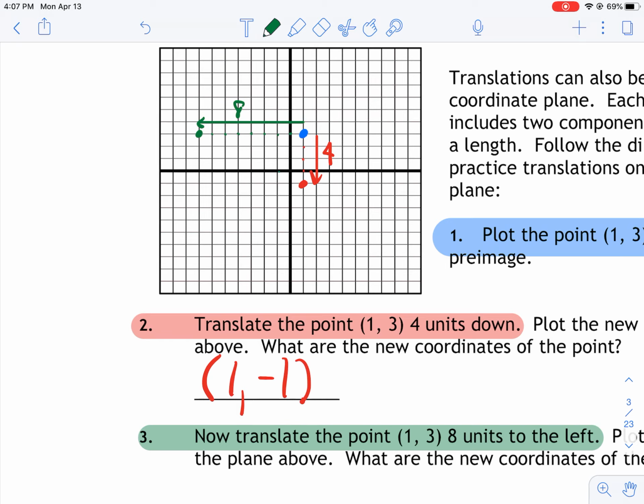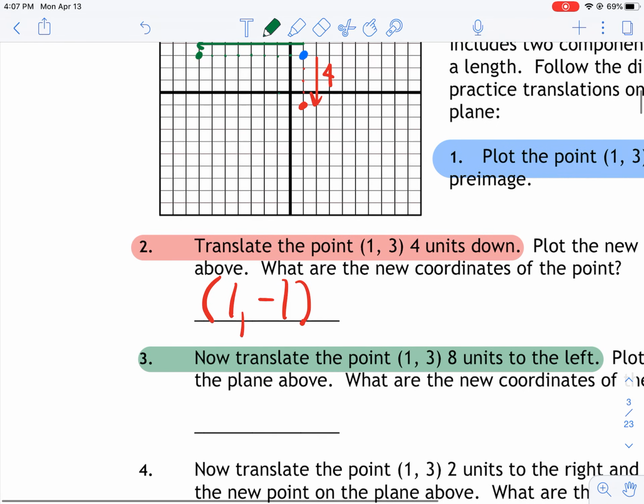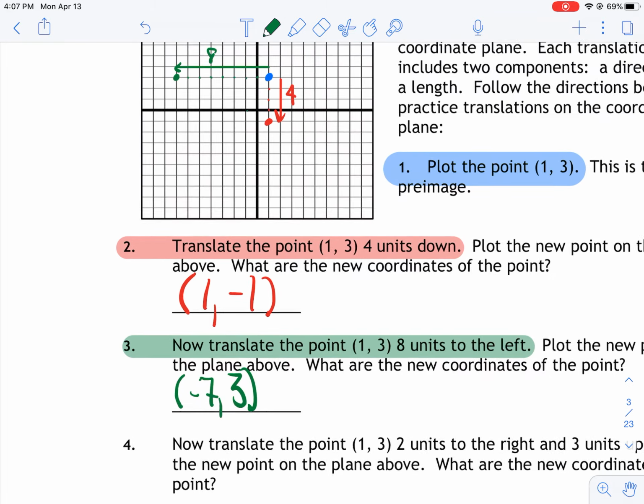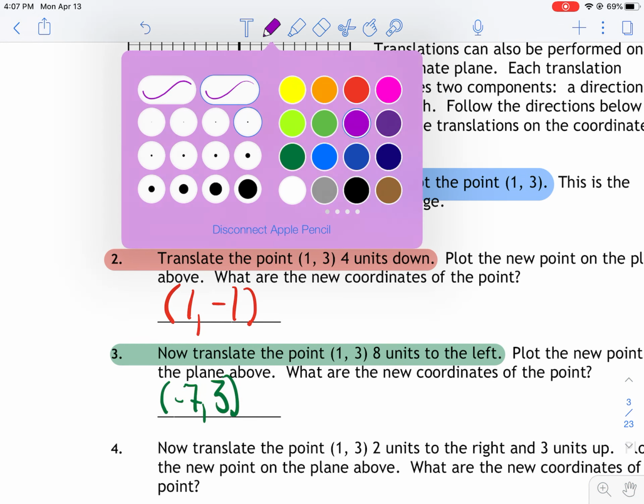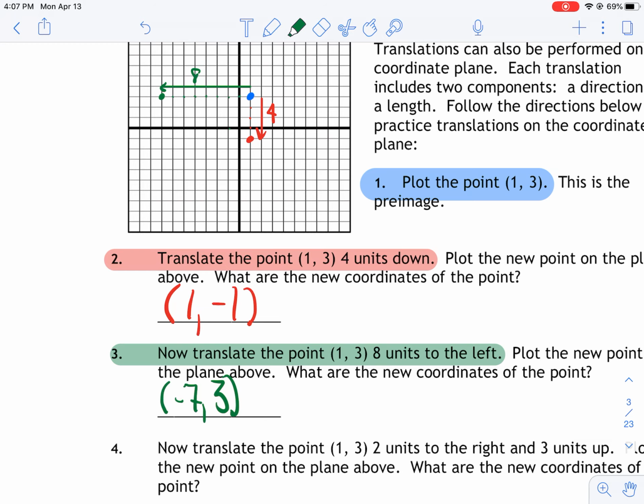So if I count this across, it's 1, 2, 3, 4, 5, 6, 7 units left, 3 up. So the coordinates are going to be -7, 3. Okay, and then for the last translation, we're going to do a diagonal one.